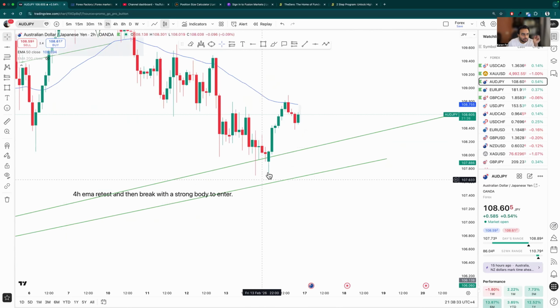If there's a history of continuation, then it's a different story. If the price has just turned, just flipped from bullish to bearish or bearish to bullish, you need a second continuation to enter the trade.